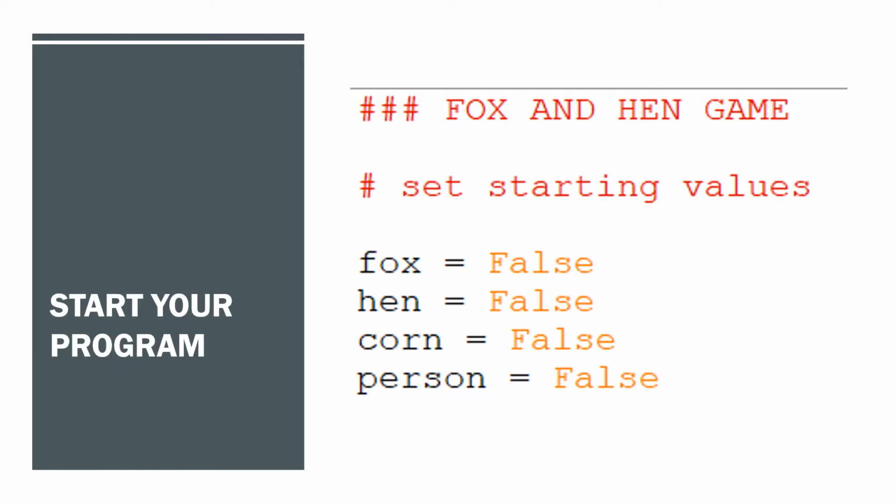This is the start of the game. I've used a couple of comments to just get things started, and then I've created 4 Boolean variables called fox, hen, corn and person, and I've set them all to false because they're on the far side of the river at the moment. They're on the wrong side of the river. And so that's what my abstraction has done. It's changed a big complicated program into a nice simple one with 4 Boolean variables.